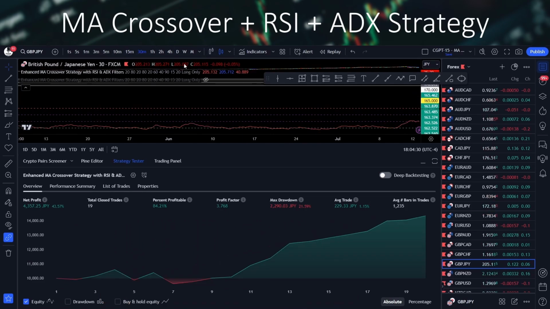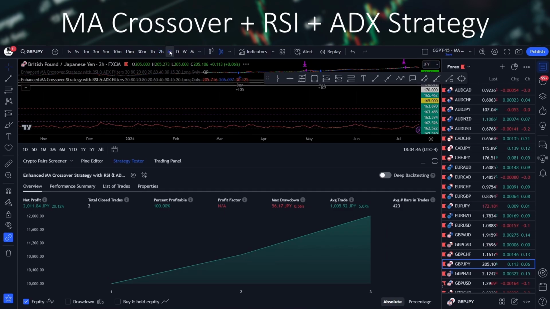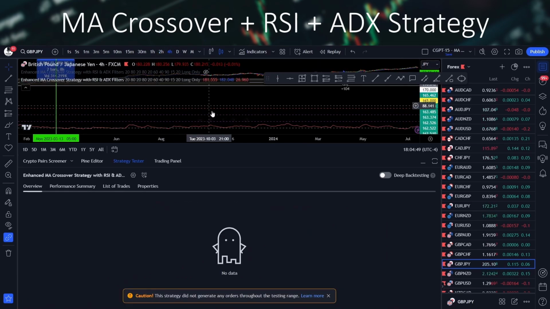For the 30 minute I will now switch on to the new script. It is profitable. 1 hour profitable, 2 hour profitable too, and on a 4 hour we don't get any trades.